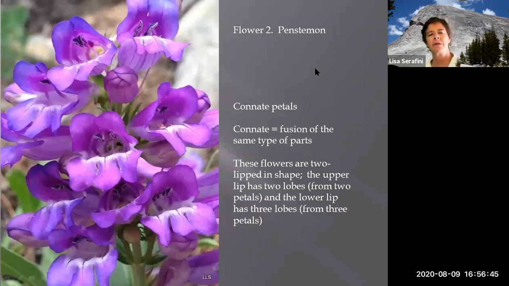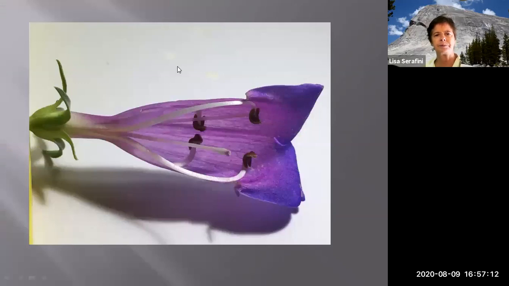Penstemons, oh, a wonderful genus of plants in the western United States, definitely have connate petals. And here's a flower shape that we call two-lipped because you have an upper lip and a lower lip, just like our lips. Notice that there are two lobes in the upper lip and three in the lower. So we really have 5 petals that have been fused together. It's a fairly common flower shape.